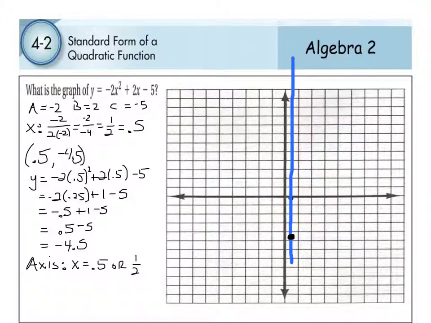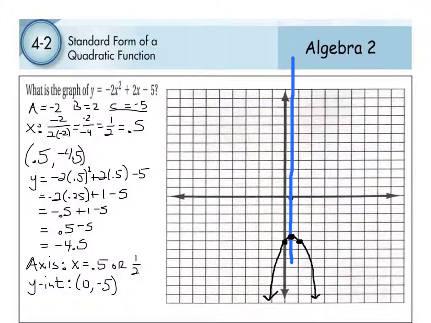Next thing I need to figure out is the y-intercept. And the y-intercept is going to be the ordered pair 0 and c. And in this case, c is negative 5. I'm going to plot that point next. So 0, negative 5, so I'm going to go down 5, put a dot right there. And again, I'm going to reflect it across the axis of symmetry. And now I'm going to draw my parabola.